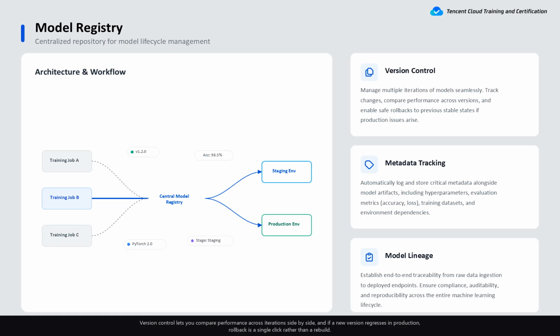Version control lets you compare performance across iterations side by side. And if a new version regresses in production, rollback is a single click rather than a rebuild.